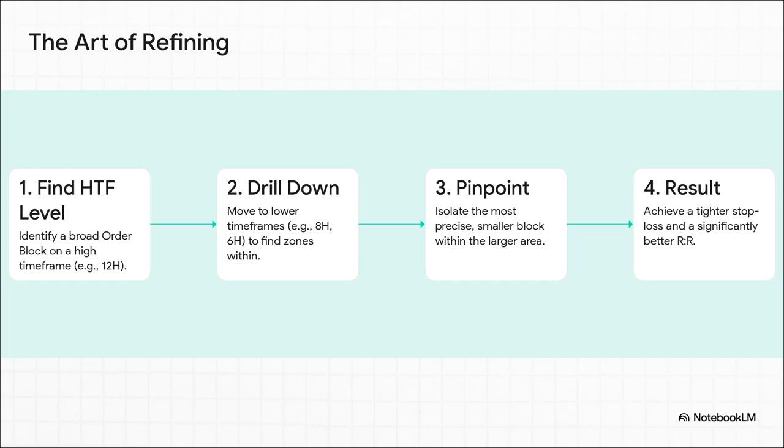Well, it's just the process of drilling down. You find that big general zone on the 12-hour chart. Then you click down to the 8-hour, then the 6-hour, and you're looking for the most precise point of interest inside that bigger area. And the result? A much, much tighter stop loss, which just massively boosts your potential profit.